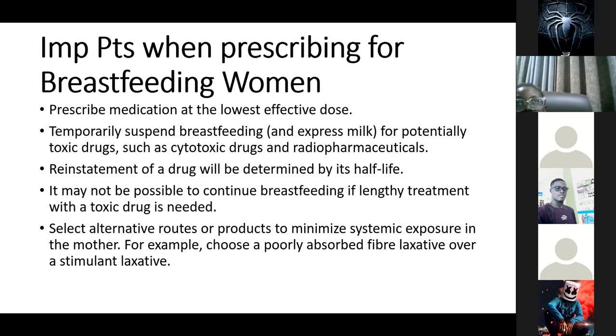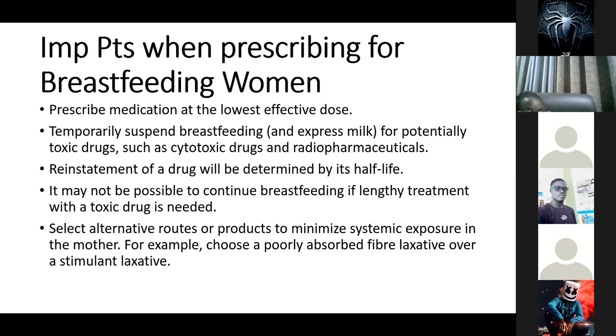So if the half-life is 1 hour, you know that in 2 half-lives, which is 2 hours, the medication will be completely cleared from the system. So that is when you can decide to resume breastfeeding. So if, let's say, you are given a medication which has a longer half-life and the drug is very toxic, then you may even need to advise the mother to stop breastfeeding.